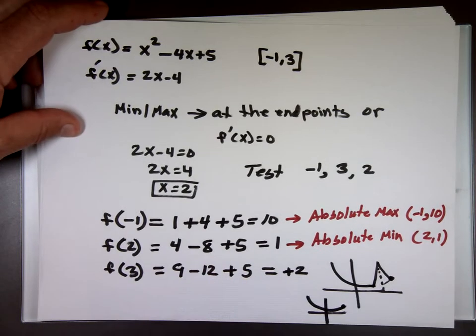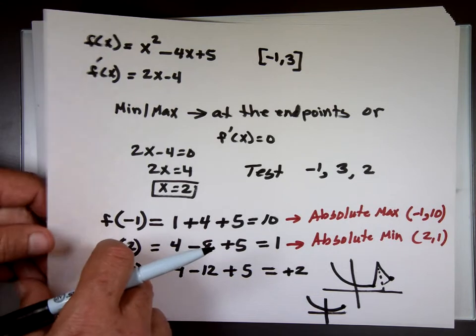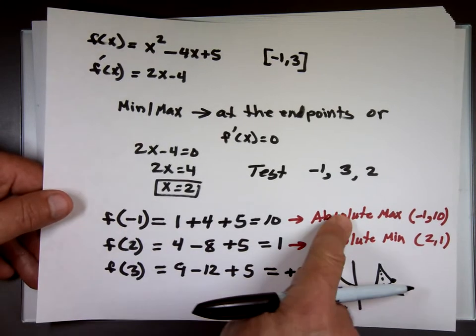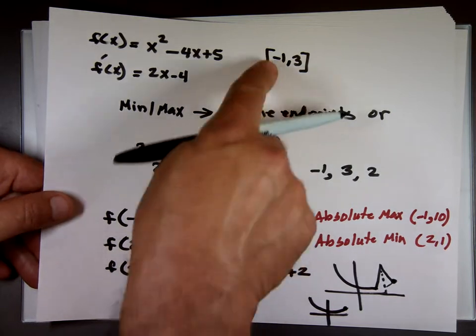Let me practice a couple more questions with these. So we've managed to get the absolute min and absolute max just by testing the endpoints and where the derivative is 0.